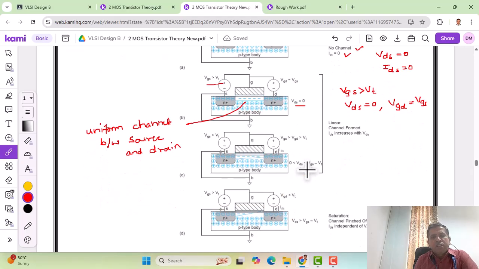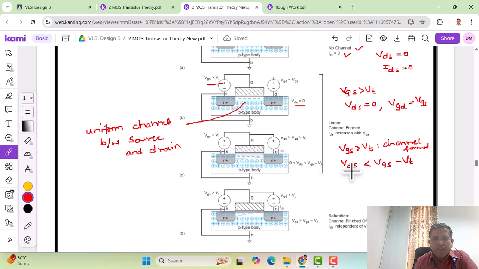Now let us see the third case. VGS is greater than VT. This forms a channel. Now VDS is less than VGS minus VT, and this mode is called linear mode. Here the channel is formed, VGS greater than VT. As you can see, a channel has been formed.